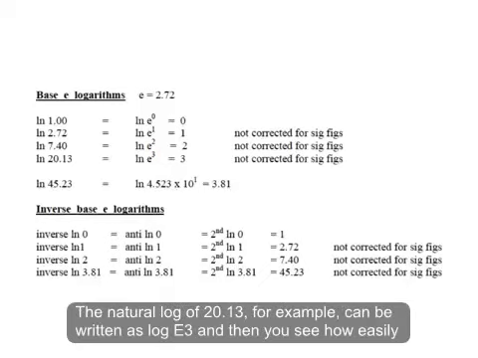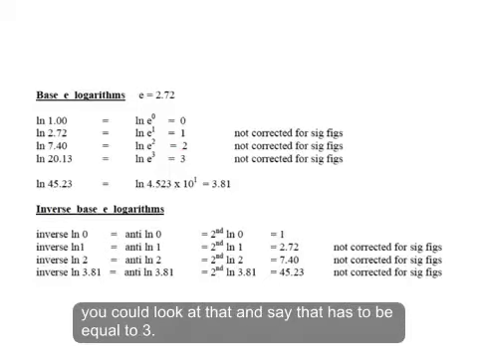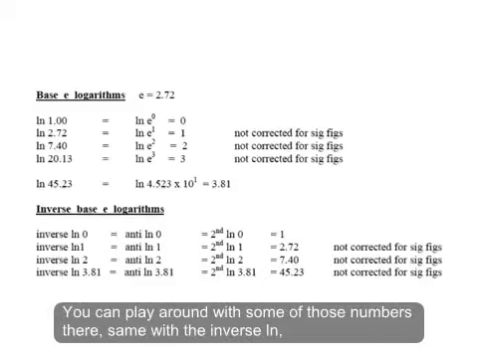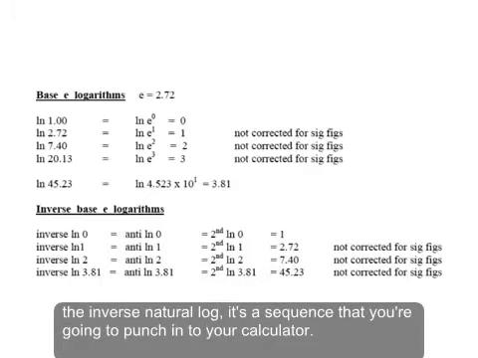So the natural log of 20.13, for example, can be written as log e to the third power, and then you can see how easily you could look at that and say, well, that has to be equal to 3. Alright, so you can play around with some of those numbers there, and same with the inverse ln, the inverse natural log. It's just a sequence that you're going to punch into your calculator.